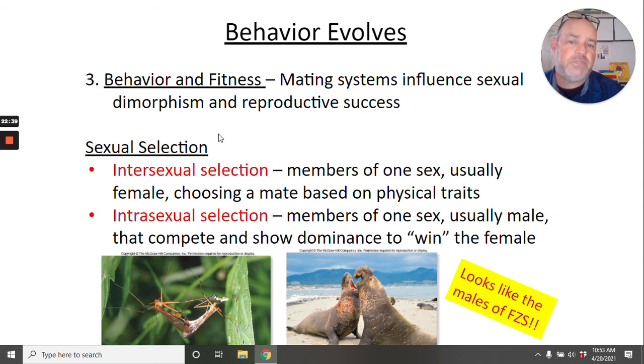Another couple of terms, just reminders. Remember intersexual selection and intrasexual selection. So with the first one there, members of one sex, usually female, are going to choose. Remember, that's the one that causes showy males, right? The intersexual selection is when the males get all the bright colors and they're trying to attract the female because it's female choice. And intrasexual selection, this is basically where the males are duking it out to try and win the female. Okay, so the competition is to show dominance and win the female.